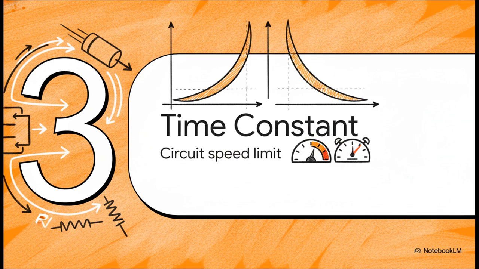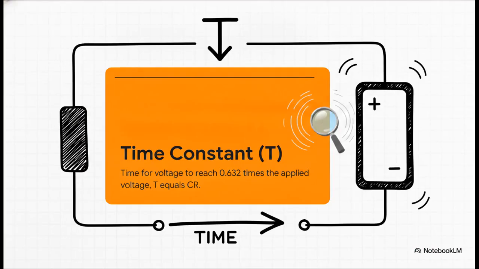Moving on to Section 3, understanding the time constant. So we know it charges and discharges, right? But how fast does all of this actually happen? Well, every capacitive circuit has a built-in speed limit. We call it the time constant, and we represent it with a capital T. The formula literally couldn't be simpler. T equals R times C.